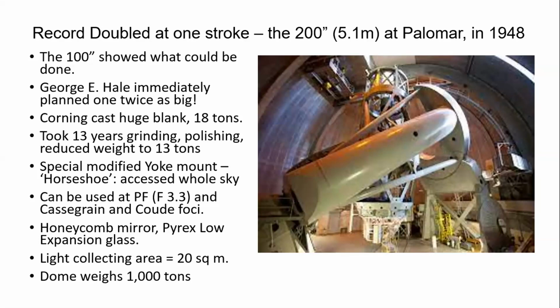Porter came up with a very ingenious design to get around the problem of the 100-inch not being able to point to the pole, so it couldn't see the whole sky. But what he did basically was to take the North Polar bearing and remove a piece from it, so it became like a horseshoe. So the bearing actually rotates. There's the rotating surface there, and it can rotate around like that, and the telescope can swing right down into the cut-out part of the horseshoe. So that telescope was the first really, really big telescope that could point to the whole sky.